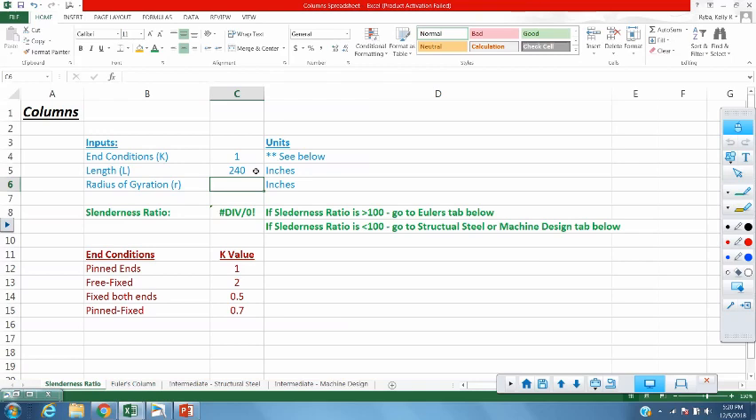Now, radius of gyration, we're going to input a value here. So I'm just going to put in 1.5. And it's going to calculate my slenderness ratio. So notice here that it populated my slenderness ratio with 160. Now that number is greater than 100. So that means that it's going to qualify for an Euler's column or a long column.